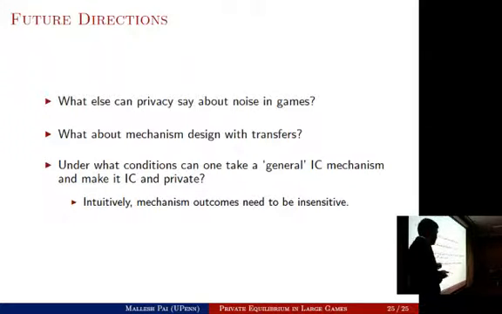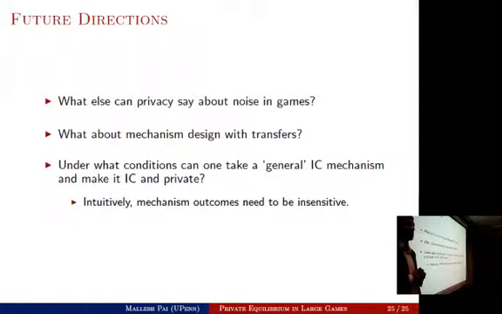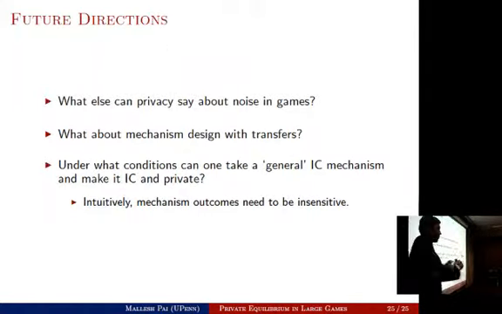In particular, and this also goes back to the previous question, maybe there is a better equilibrium selection mechanism. Maybe there's an easy way to say that you can take any general IC mechanism and make it incentive compatible and private just by adding noise. So maybe there's some reduction theorem that we can use to do this more generally rather than going through the constructions that we do. But we're not there yet, and we'd be happy if anyone has some future ideas.